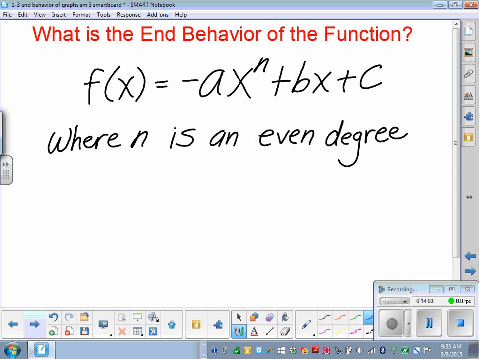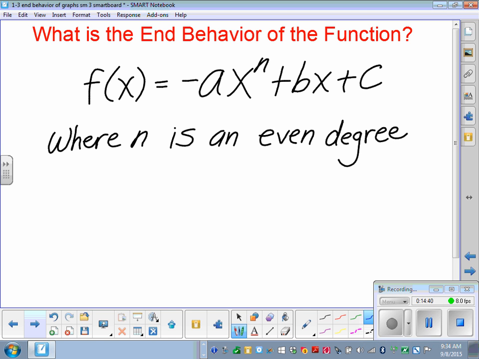Okay, now this one is the one I have seen on the ACT, this exact problem. And I've seen a similar one on an end of level test. So it says, given f of x is equal to negative a x to the n plus bx plus c, where n is an even degree, what is the end behavior? So I'll let you get that down. We're going to have a quiz on this on Friday, right? I can guarantee there'll be one like this.